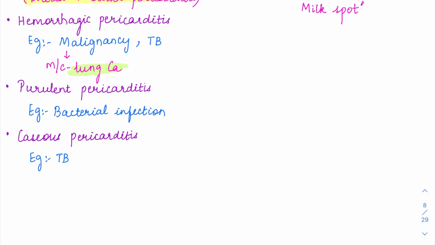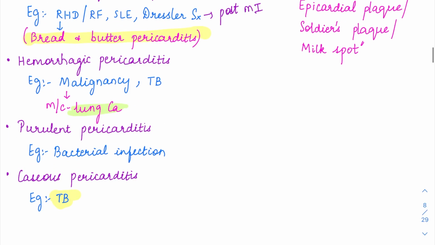Then the next type of pericarditis, which is purulent pericarditis. In purulent pericarditis, there is going to be pus-like material along with neutrophils present in the pericardial cavity. That will result most commonly from some bacterial infections. And the next kind of pericarditis will be caseous pericarditis. Caseous necrosis will be present in the pericardial cavity, and we all know caseous necrosis is most commonly due to tuberculous conditions. So tuberculosis can result in two kinds of pericarditis: hemorrhagic pericarditis, and other than that we also have caseous pericarditis.